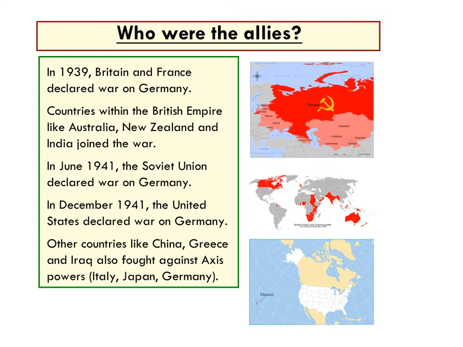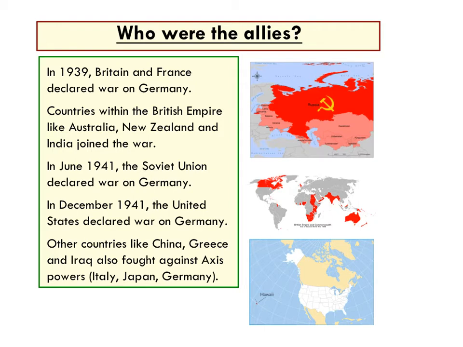In June 1941, the Soviet Union declared war on Germany because Germany invaded the Soviet Union. So that is when the USSR joined the war. And then in December 1941, the United States also joined the war because Japan, who was an ally with Germany, bombed the ships and the naval base that the United States had in Hawaii. And if you look at the bottom map, you can see where Hawaii is in comparison to America. So by the end of 1941, the main allies, Britain, Soviet Union, and the United States, all united in the war against Germany.